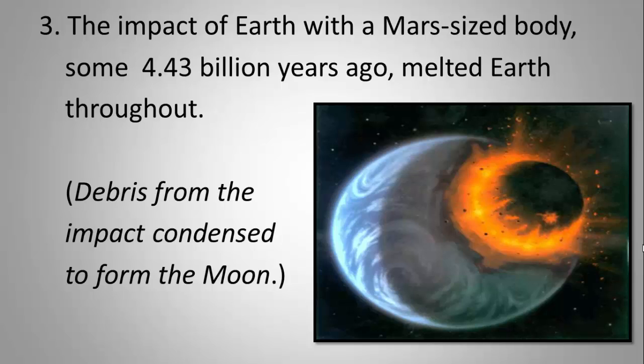About 4.43 billion years ago, Earth collided with a Mars-sized body. That event probably melted Earth throughout. So this is a major event for our planet. Also note that debris from the impact was thrown into Earth orbit, and it condensed to form the moon. This age of 4.43 billion years for this event is taken from the age of the oldest moon rocks collected by Apollo astronauts back in the 1970s.